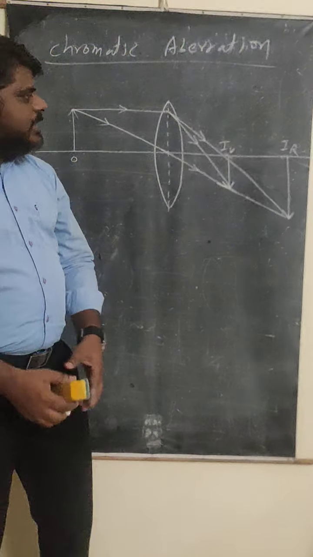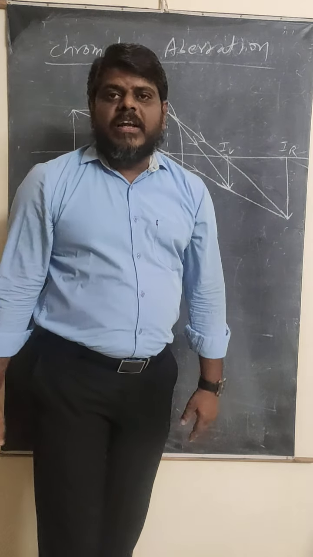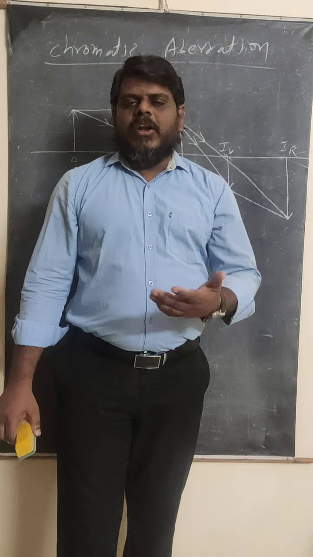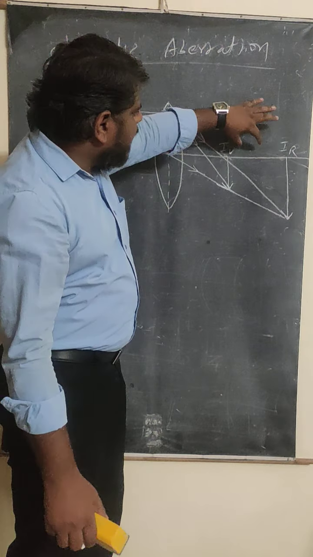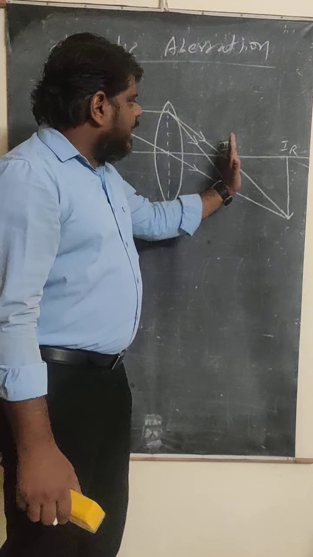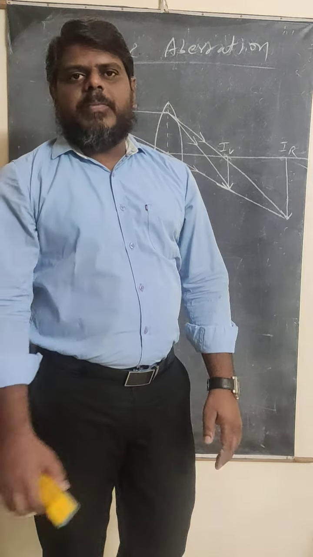Okay, what does IR represent? The image produced by the red color. Meanwhile, what happened? The different colors are there: VIBGYOR, blue, orange, violet, yellow. All those colors are going to produce images between them itself. So that means in between IV and IR, the remaining images are going to be produced with different sizes.